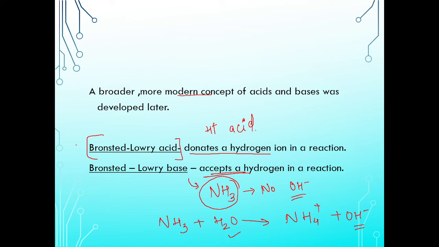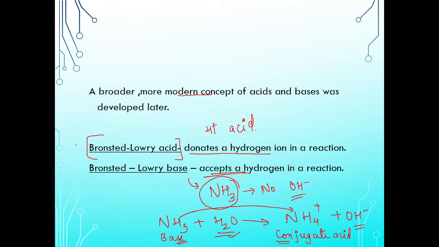So can you see there is an acceptance of H plus from water, right? So that means ammonia is a base. So if this is a base, NH4 plus will be the conjugate acid, because now this NH4 plus has the tendency to lose this extra H plus ion. Therefore, it can be termed as conjugate acid, right?